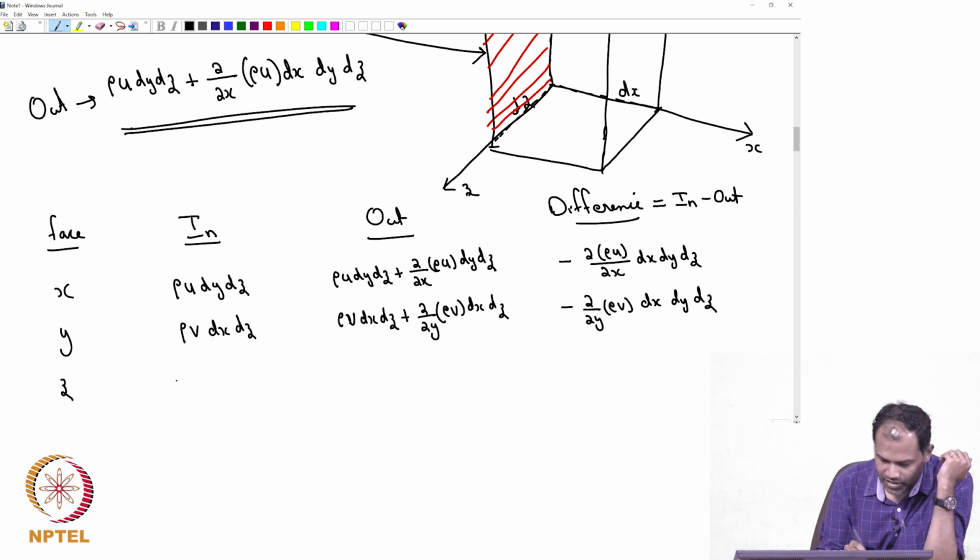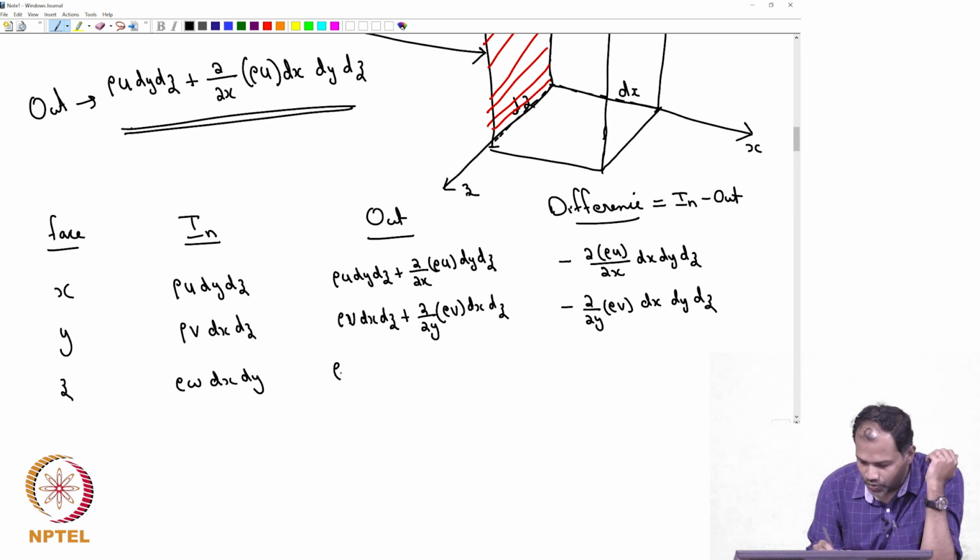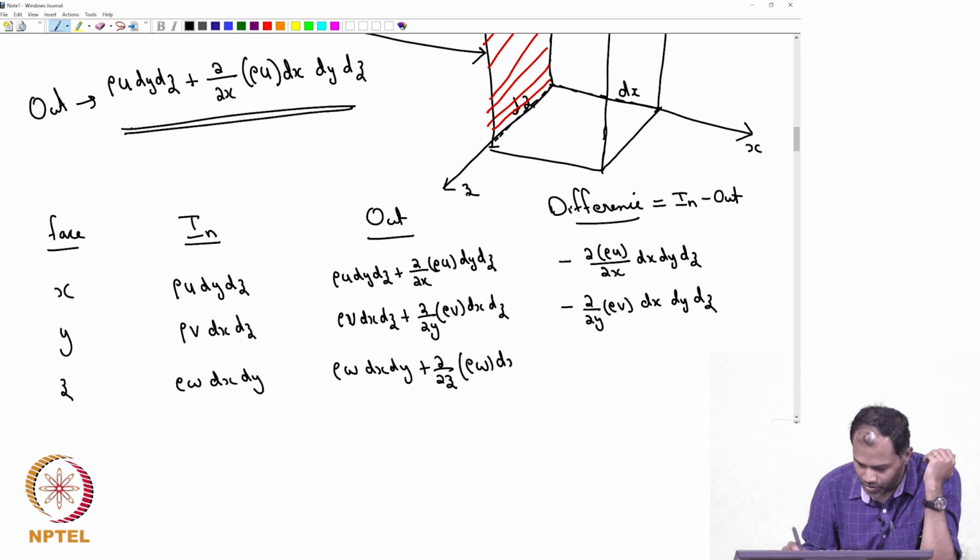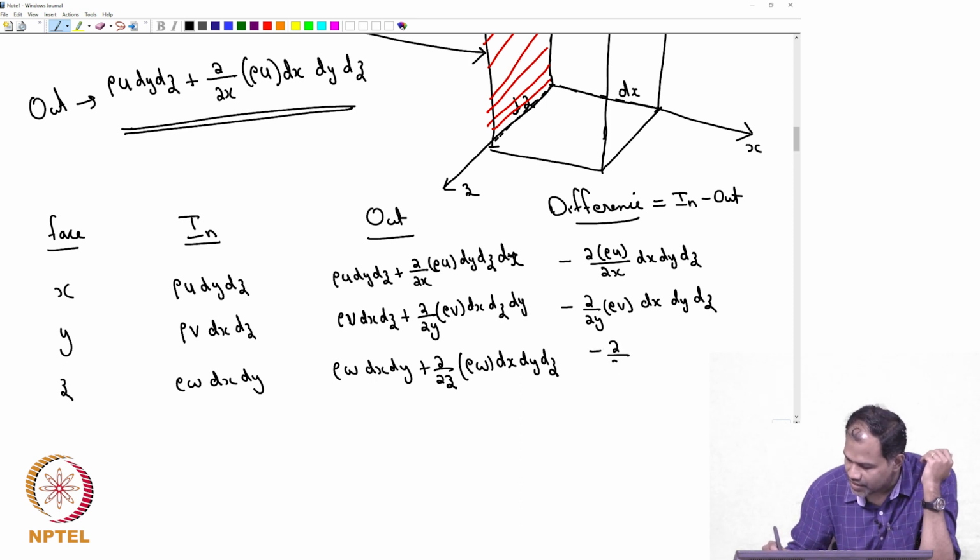Similarly, in the z direction, in is rho w dx dy, and out is rho w dx dy plus del by del z of rho w dx dy dz. Oh, I missed something here, this should be dx, because del by del x of rho u times dx; this is del by del y of rho v times dy times dx dz, and therefore, the difference is minus del by del z of rho w times dx dy dz.